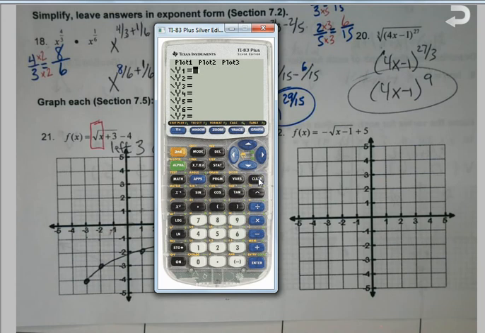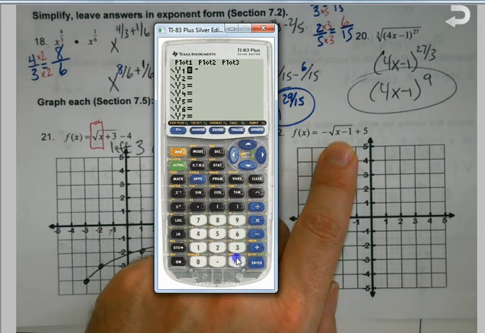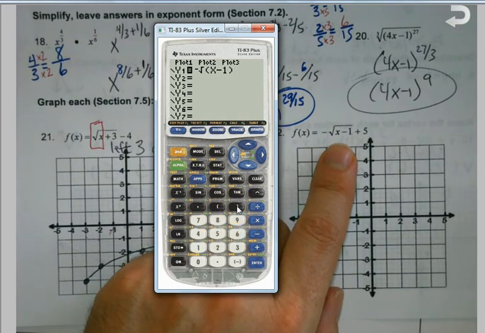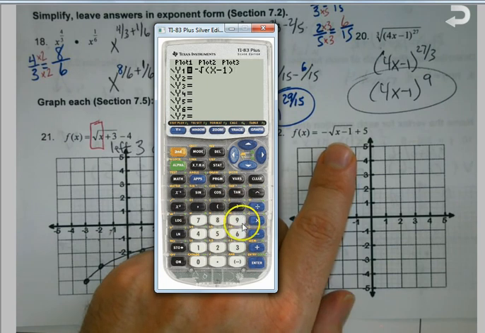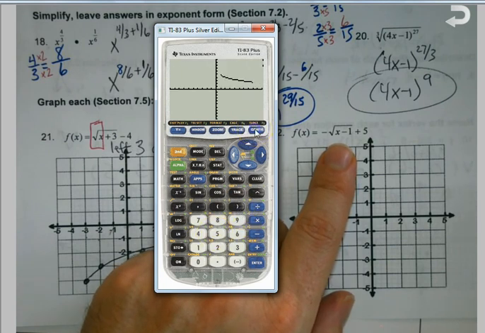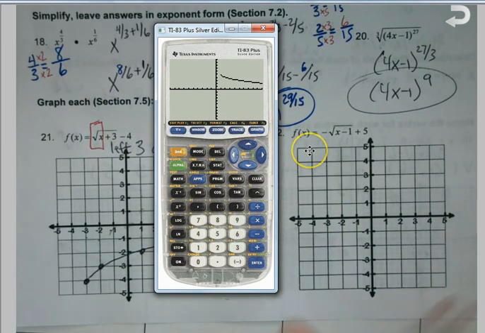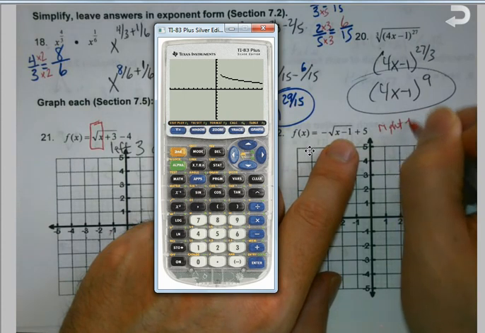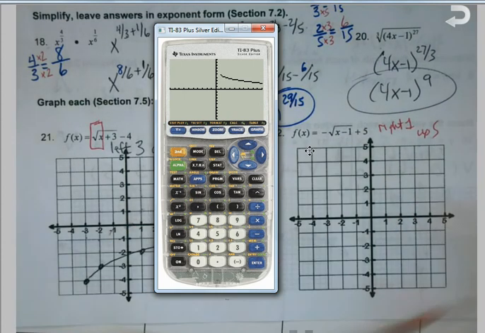All right, we'll get that cleared out. So I've got a negative. Again, square root is second and x squared. Whatever's under the radical has to be what's in parentheses, and you have to close them. If you forget it, it's not going to work right. Plus 5. Okay, let's make sure it looks okay. It opens down because of the negative, and let's see what the shifts were again here. It would be right 1 and up 5. So does my initial point look like it went right 1 and up 5?